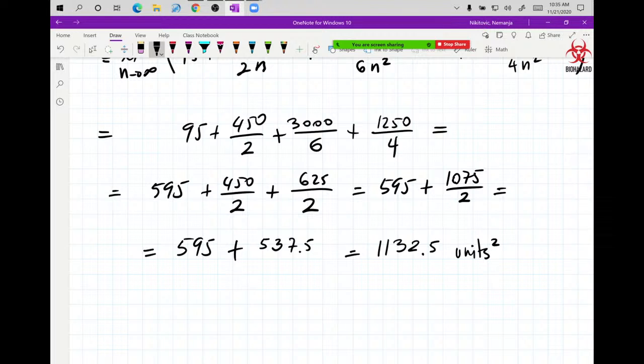Whether it's inches squared, miles squared, whatever squared. It's something squared. It's right. It could be centimeters, millimeters, whatever.